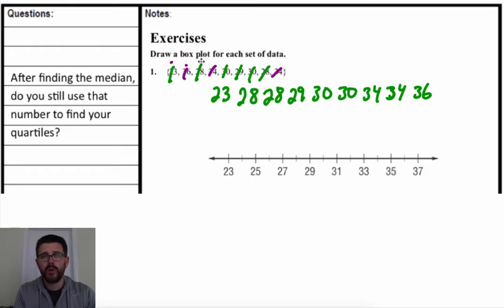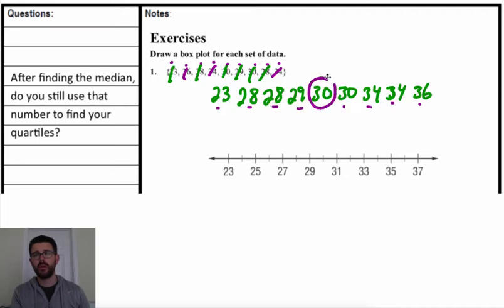So I had 1, 2, 3, 4, 5, 6, 7, 8, 9. 1, 2, 3, 4, 5, 6, 7, 8, 9. So I'm good there. So first thing I want to find is my median. So my median is at 30.